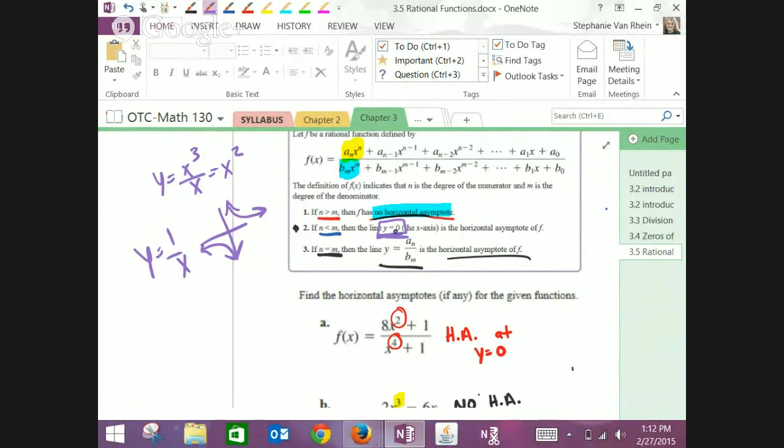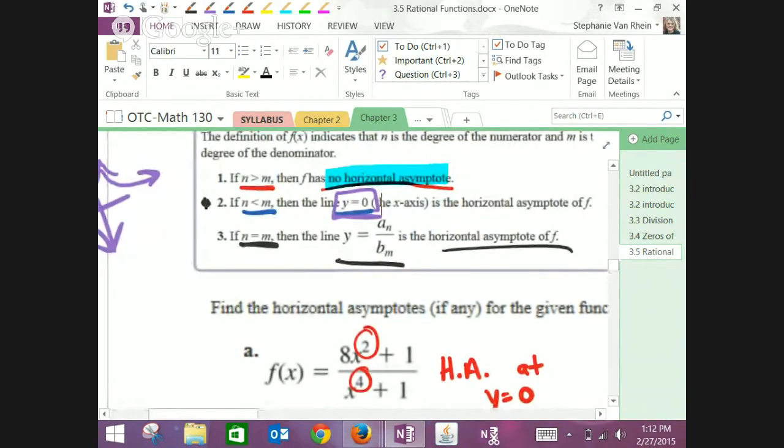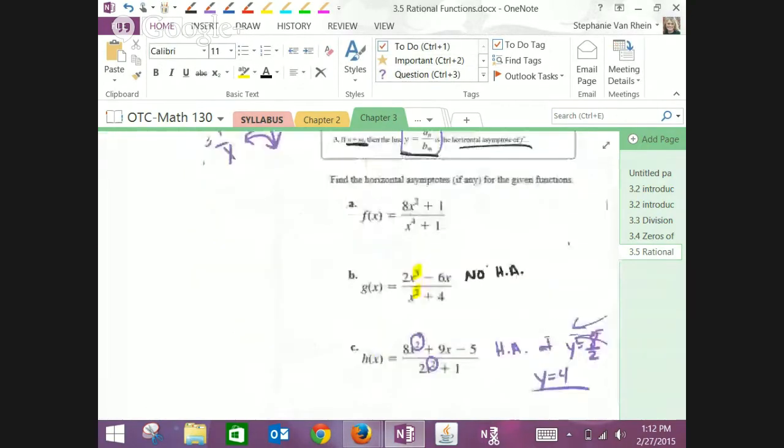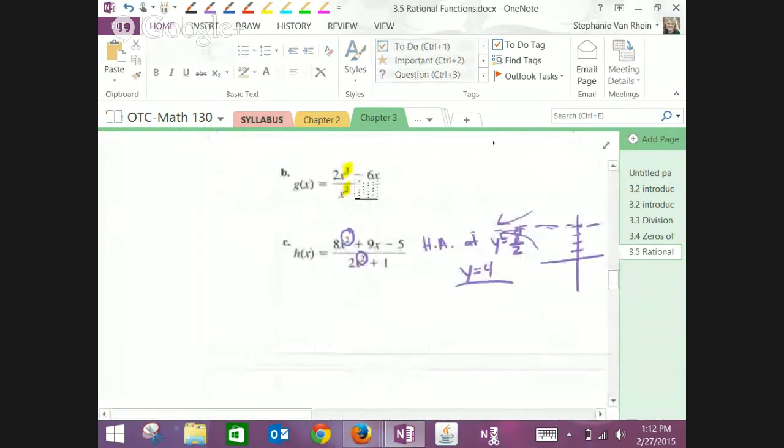The third case, if the power in the numerator and the denominator are the same, they cancel each other out and they actually have a horizontal asymptote at A over B, where A is the coefficient of the numerator and B is the coefficient of the denominator, right? So let's look at these three cases. Here's examples.